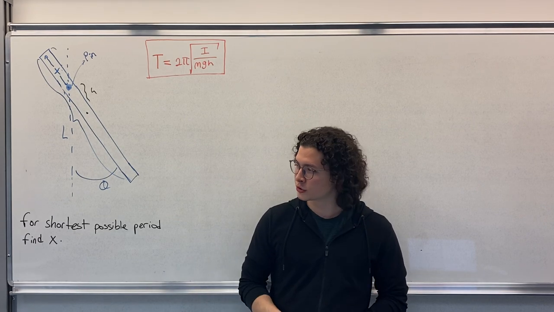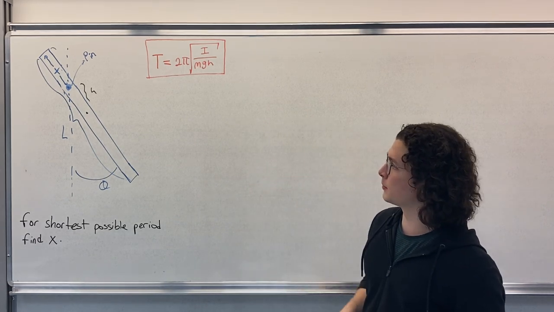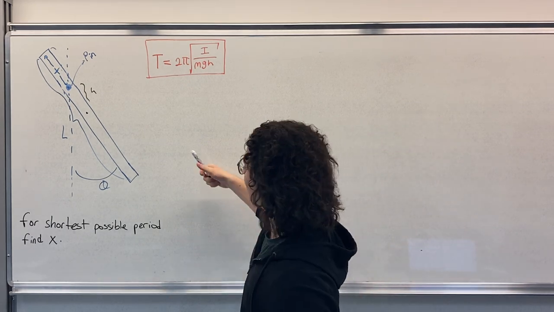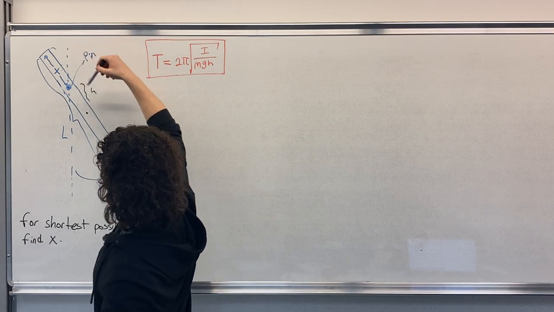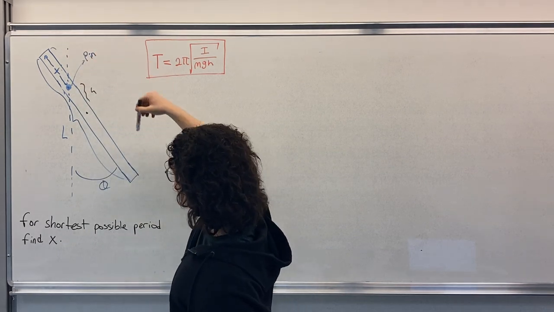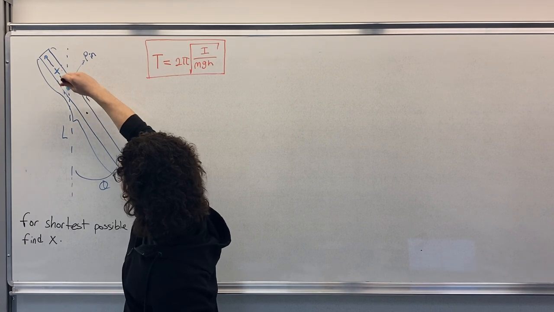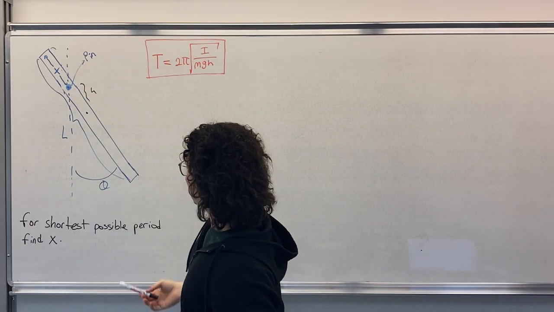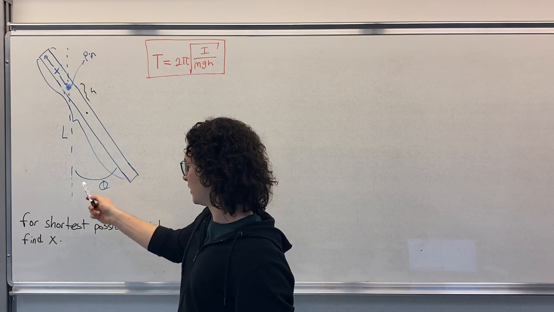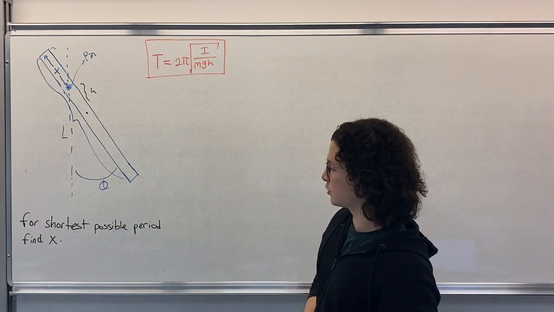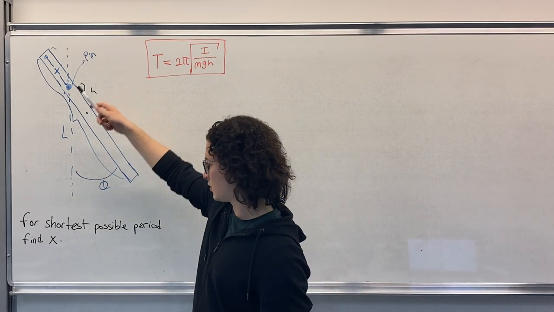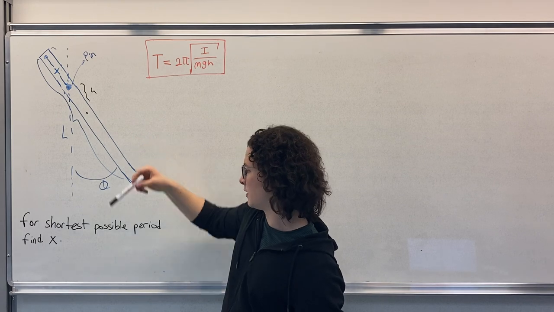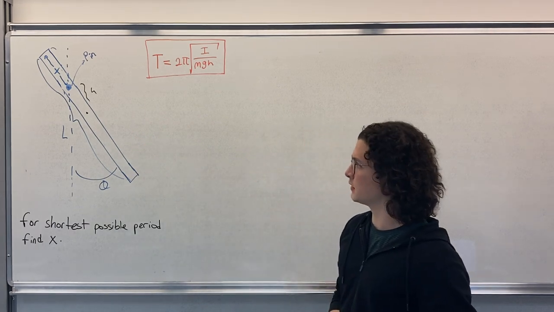Hello guys, so today we will be solving a problem from oscillations. Here we have a system, it's a ruler which is pinned from a point. This distance is x, we have an angle theta here. We are asked to find x so that this thing oscillates in the shortest possible period.